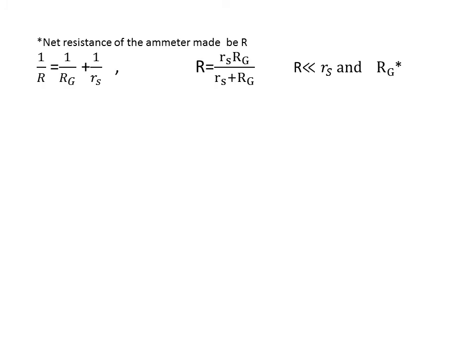Let R be the resistance of the ammeter we have made. Since Rg and Rs are parallel, we can write 1 by R is equal to 1 by Rg plus 1 by Rs. So R is equal to Rs into Rg by Rs plus Rg. From this equation, we can say that the value of R is less than both Rs and Rg. So the resistance of the ammeter we have made is small. Resistance of an ammeter should always be small, or if we connect that ammeter in a circuit to measure current, it will affect the flow of current. So the resistance of an ammeter should always be low.